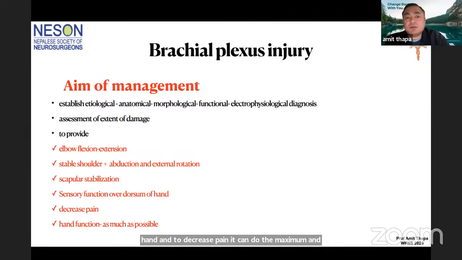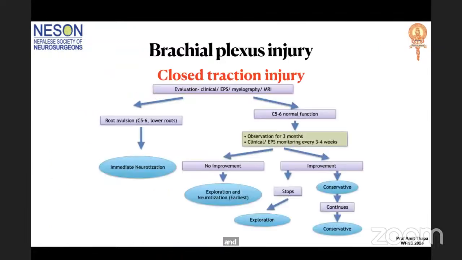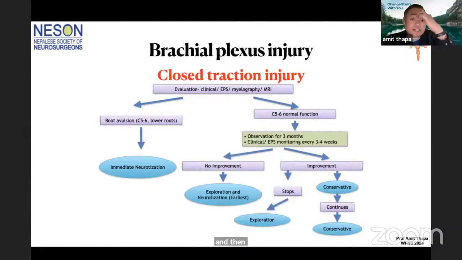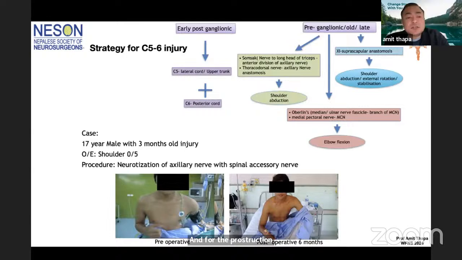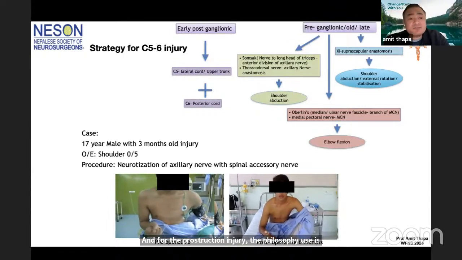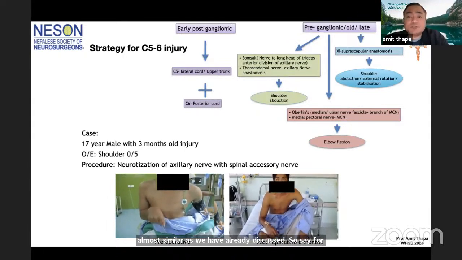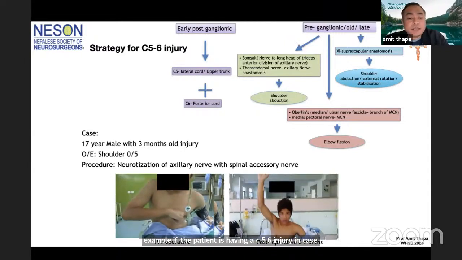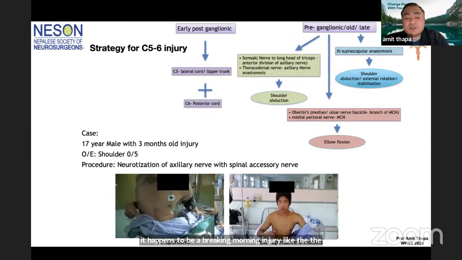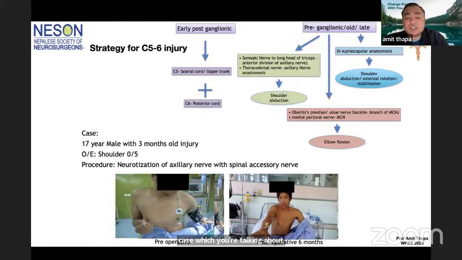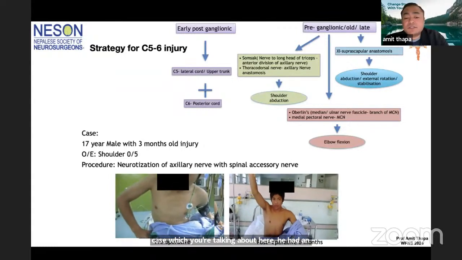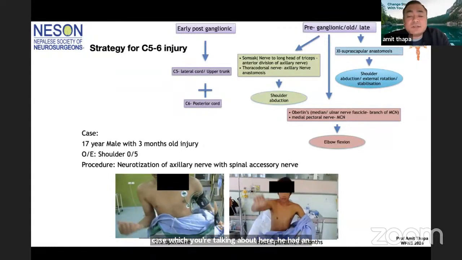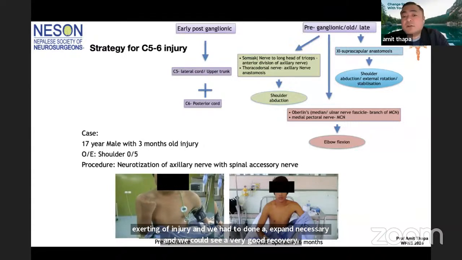However, it is very difficult because the regeneration starts from the spine itself, and hence it takes a very long time. And for the closed traction injury, the philosophy used is almost similar to what we have already discussed. So say, for example, if the patient has a C5-6 injury, and it happens to be a preganglionic injury, like the case you're talking about here, he had an axillary nerve injury, and we did a neurotization of the nerve using the spinal accessory, and we could see a very good recovery. So this was an isolated injury with more axillary nerve involvement.